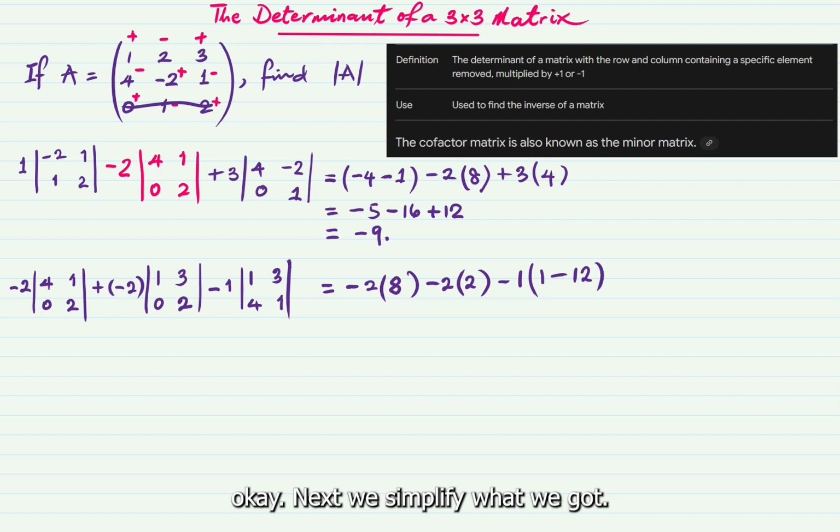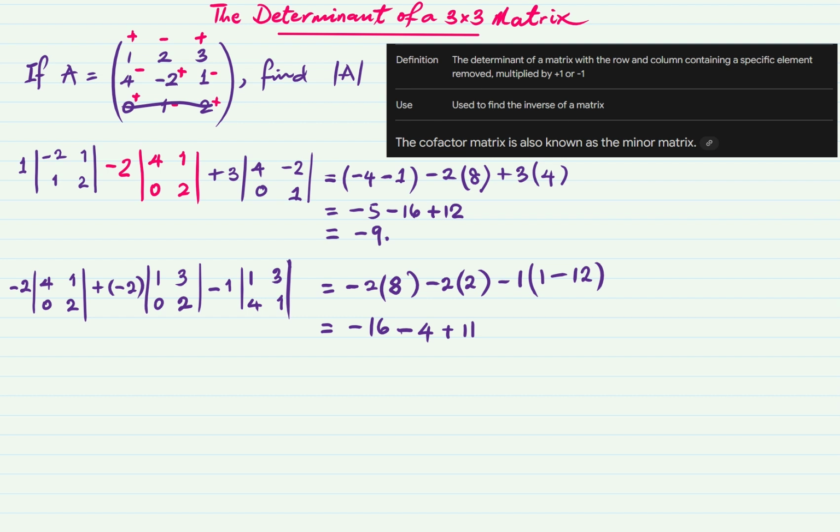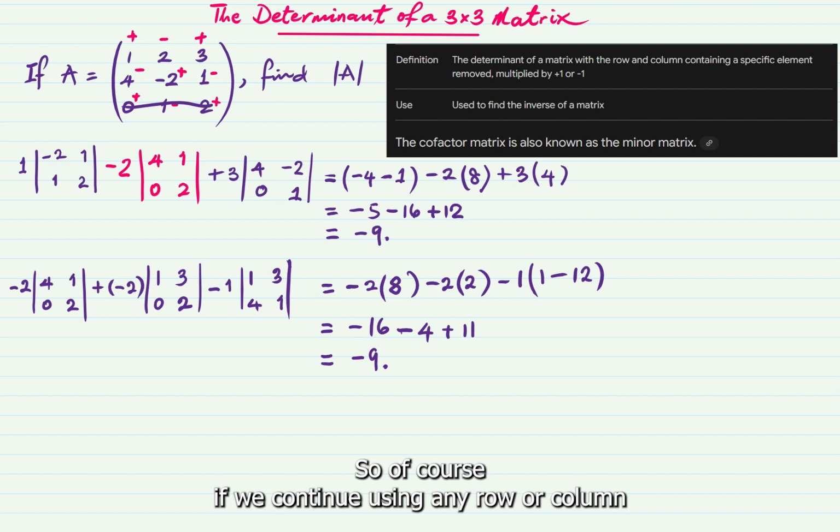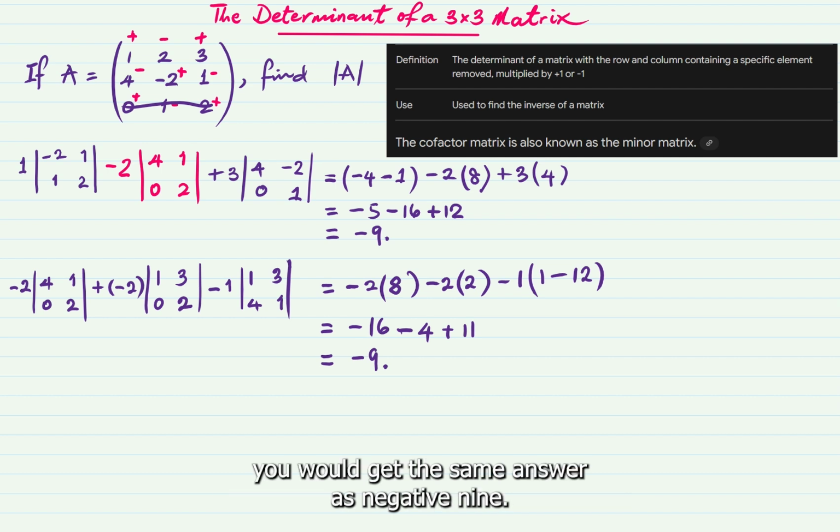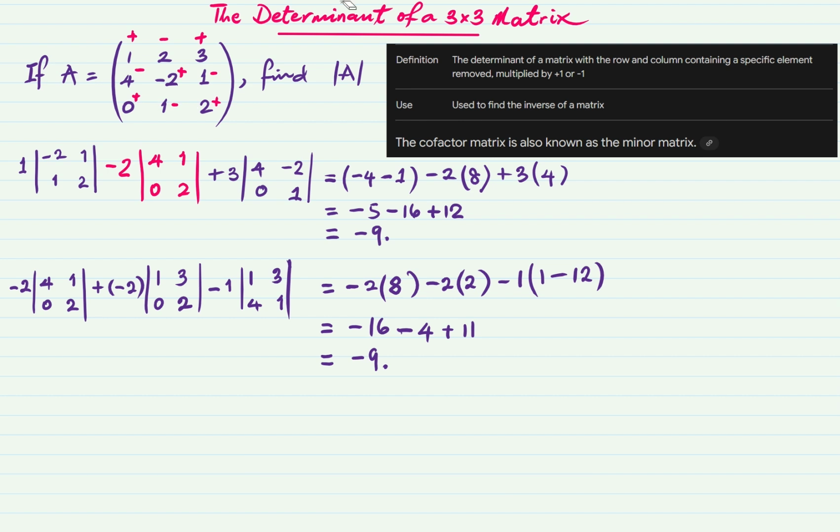Okay, next we simplify what we got. -2 times 8 is -16. This is -4. And this is +11. If I do that, I would have -9. That's my answer. So of course, if you continue using any row or column, you will get the same answer as -9. Okay, that's it about the determinant of a matrix.